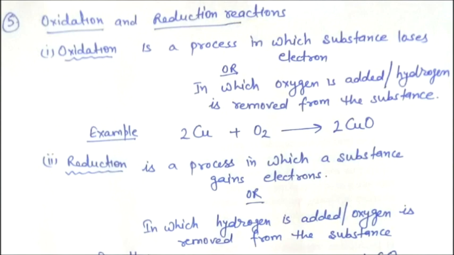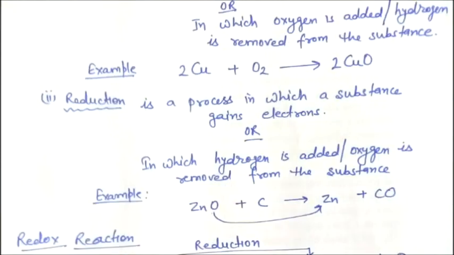So see the example of oxidation here. Copper, when it reacts with oxygen, forms copper oxide. So oxygen is added to copper, it is called oxidation. What is reduction? Reduction is a process in which a substance gains electrons or in which hydrogen is added and or oxygen is removed from the substance.